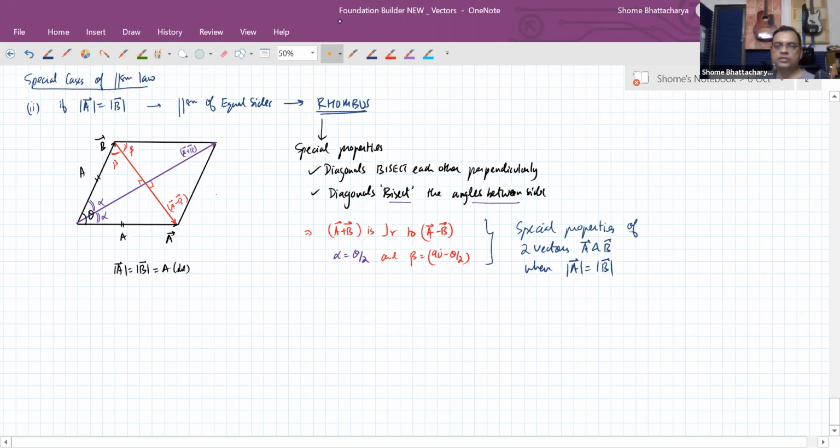So just make a note of this, people, and you'll see that this is extremely useful. This special rhombus property is going to make problem solving a lot simplified in certain cases, even more than the rectangle special case.